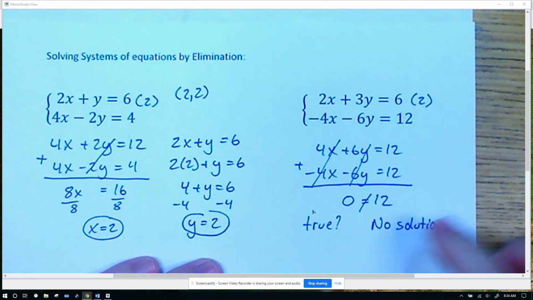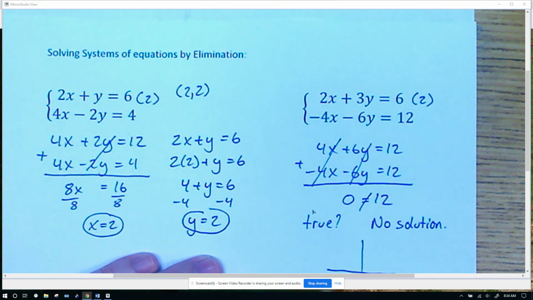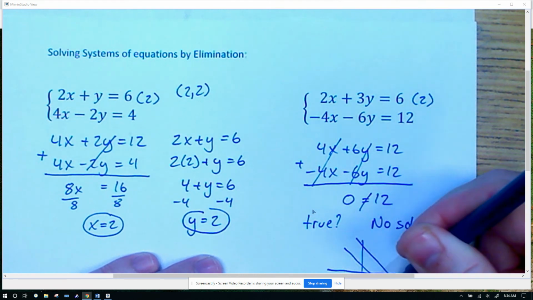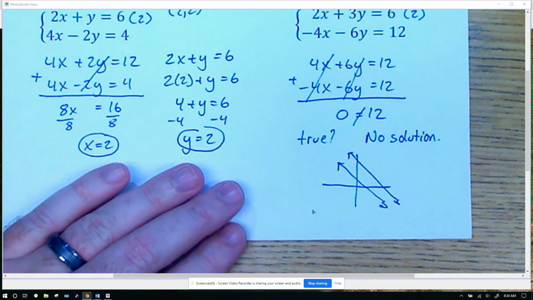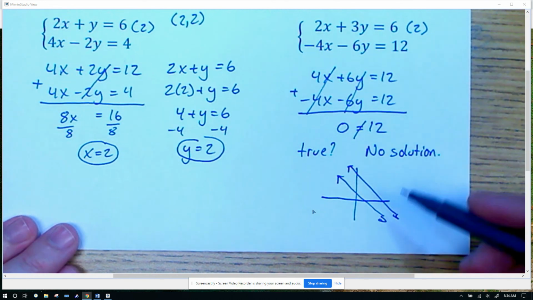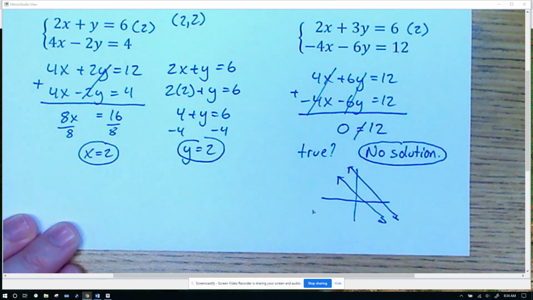What's really happening on this problem is that if I had graphed it, we would have 2 lines that do not intersect, so there's no possible way to get a solution where they intersect. They would be parallel lines. So again, when the variables cancel and the result is false, there's no solution to your system.